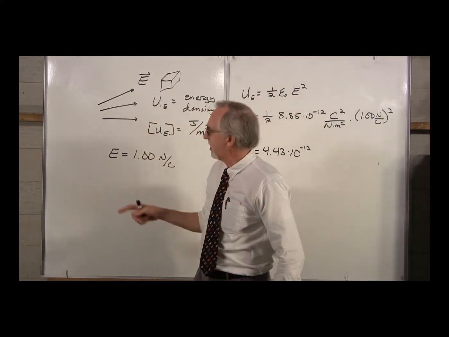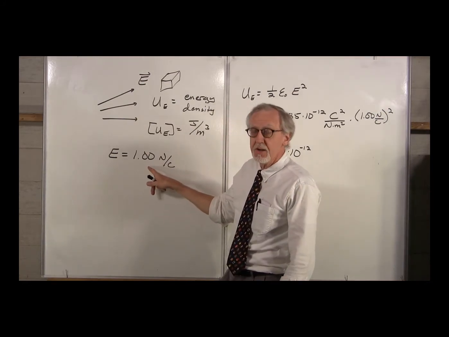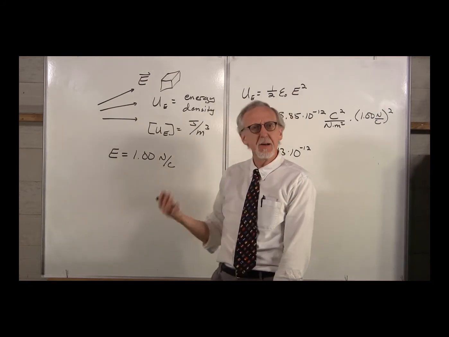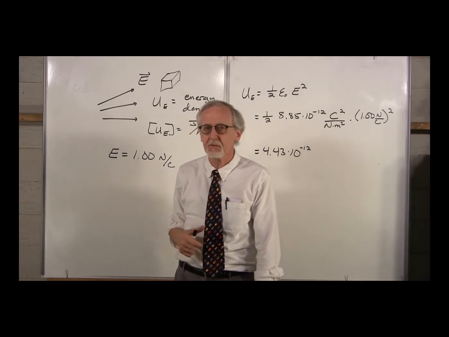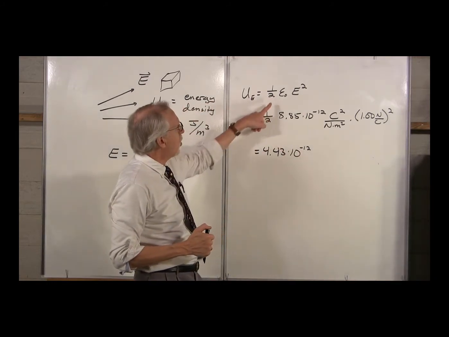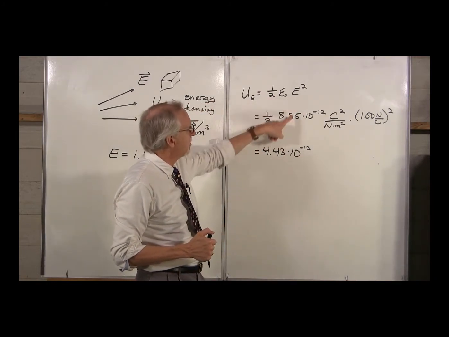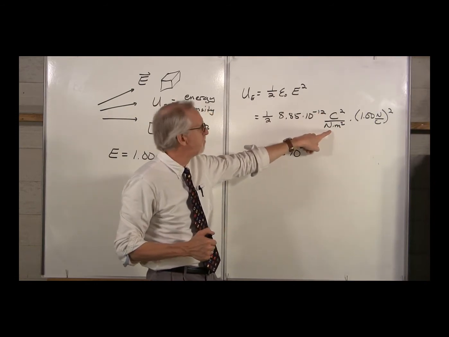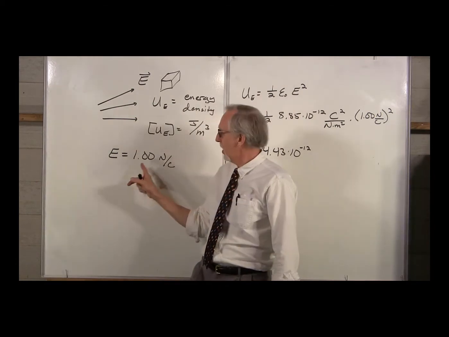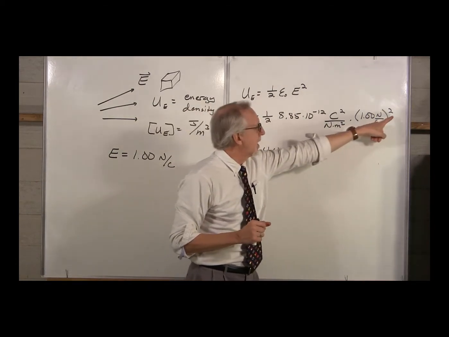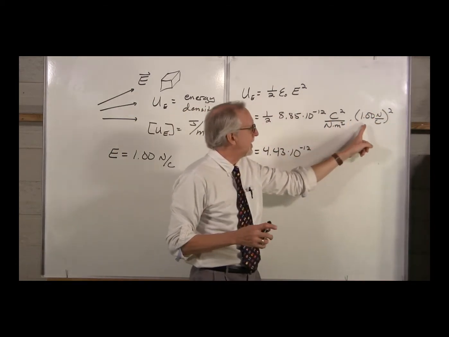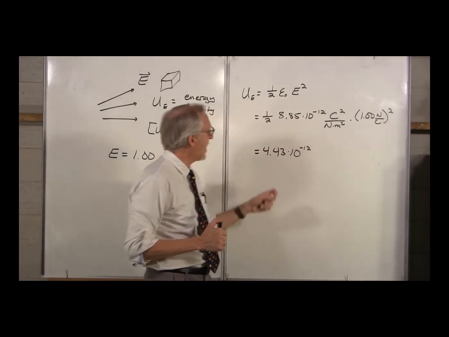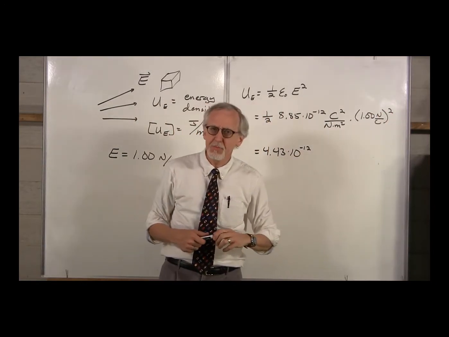Let's imagine we have an electric field of, let's say, 1 Newton per Coulomb. Let's figure out how much energy we have stored in the electric field. That is 1/2 times epsilon naught, 8.85 times 10 to the minus 12 Coulomb squared per Newton meter squared, times E, which is 1 Newton per Coulomb, squared. 1/2 epsilon naught E squared. Multiply that out, we get 4.43 times 10 to the minus 12.